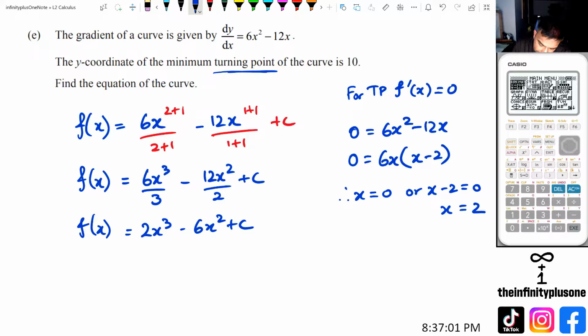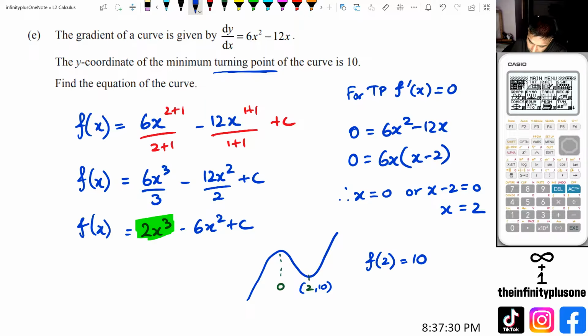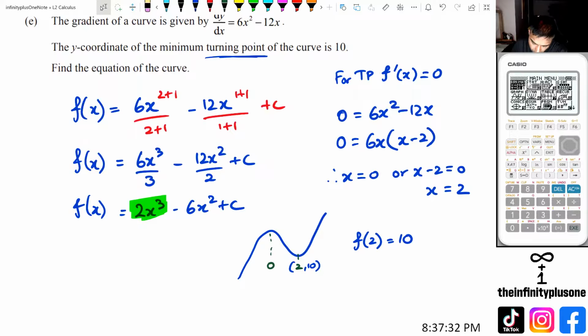Now, this is a positive cubic, and because it's a positive cubic, it's going to look like this. What we know is that's your local maximum, and that happens to be your minimum. So if the y coordinate of the minimum is 10, then we've actually got f of 2 equals 10, because that's the y coordinate.